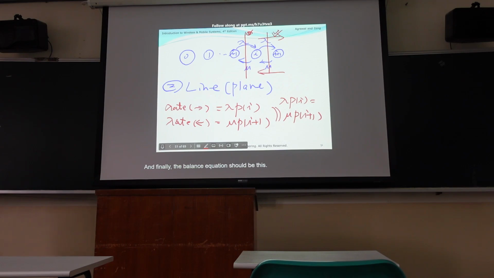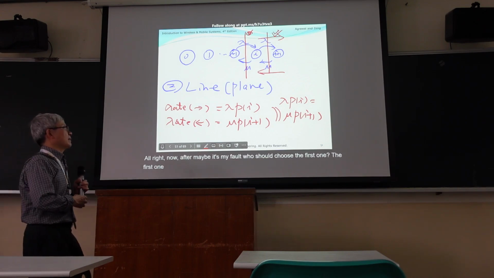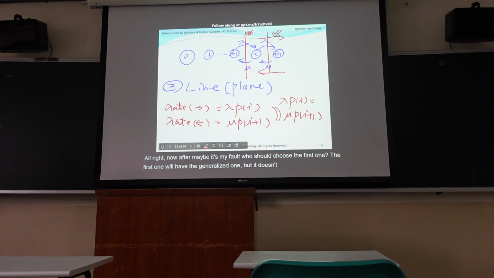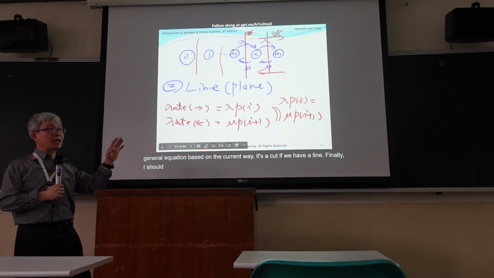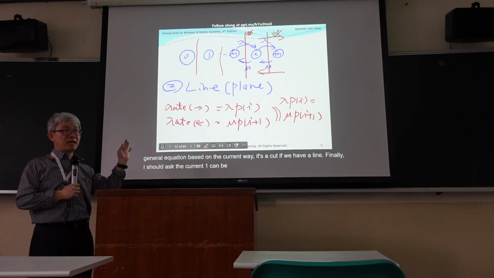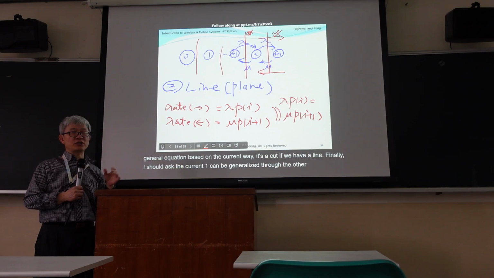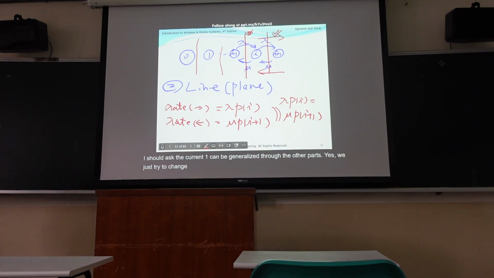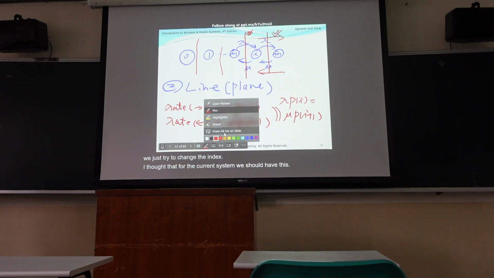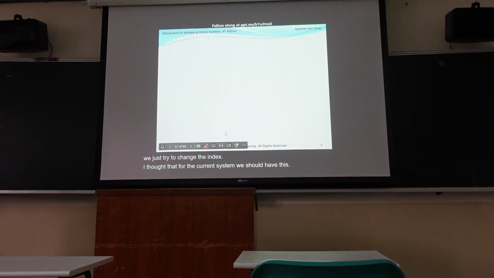Alright. Actually, maybe it's my fault, we should choose the first one. The first one will have the generalized one. But it doesn't matter. We have the general equation based on the curve where it's a cut. If we have a line, finally I should ask, the curve one can be generalized through the other cuts? Yes. You just try to change the index. And so therefore, for the curve system, we should have this.